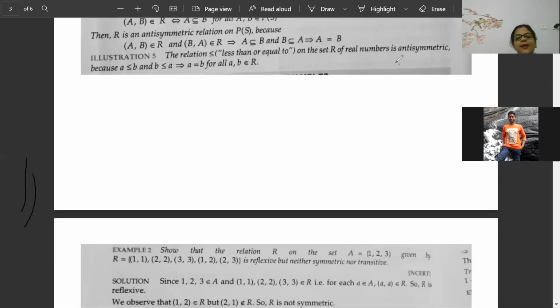So now only the example is left to do. Now the question is: show that the relation R on a set A, given by the condition, is reflexive but neither symmetric nor transitive. They're telling us to show that it is reflexive but not symmetric, not transitive. Let's see.